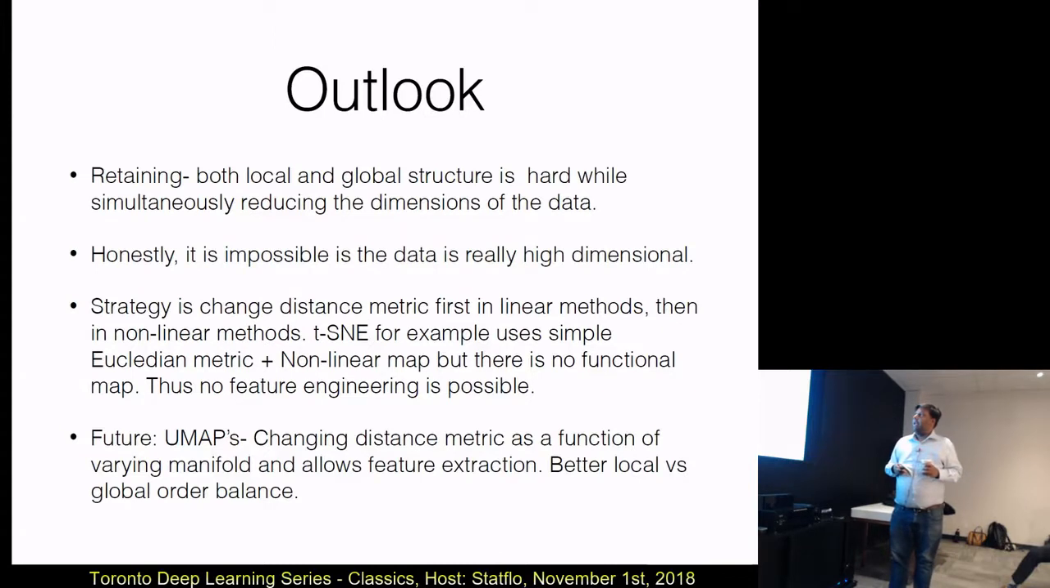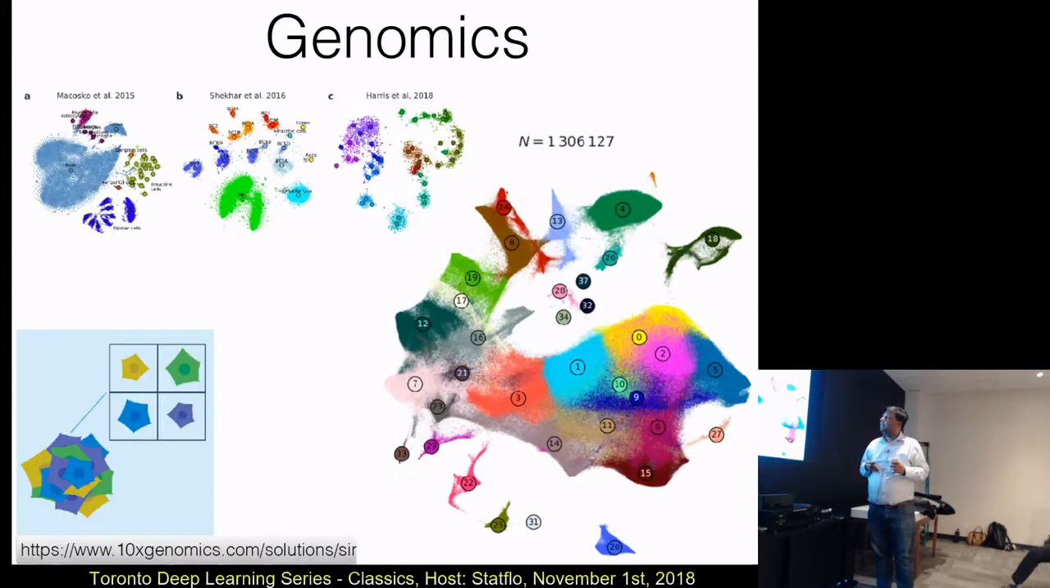Outlook: retaining both local and global structure, while simultaneously reducing the dimension of the data, is extremely hard. Honestly, it is impossible if the data is really high dimensional. The strategy is always to choose a distance metric. First try linear methods, then try non-linear methods like t-SNE. If that does not work, then try UMAP. This is the latest in the field.